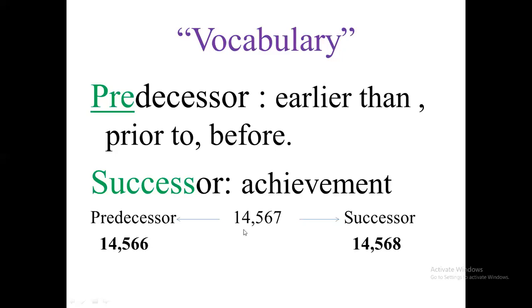For example, I have written a 5-digit number over here, 14,567. If I ask you what the predecessor of this number is, you have to move backward, that means before. This arrow indicates the direction of the predecessor. But make sure, my children, you have to move just one step back, and for the successor, you just have to move one step forward, one step, okay?